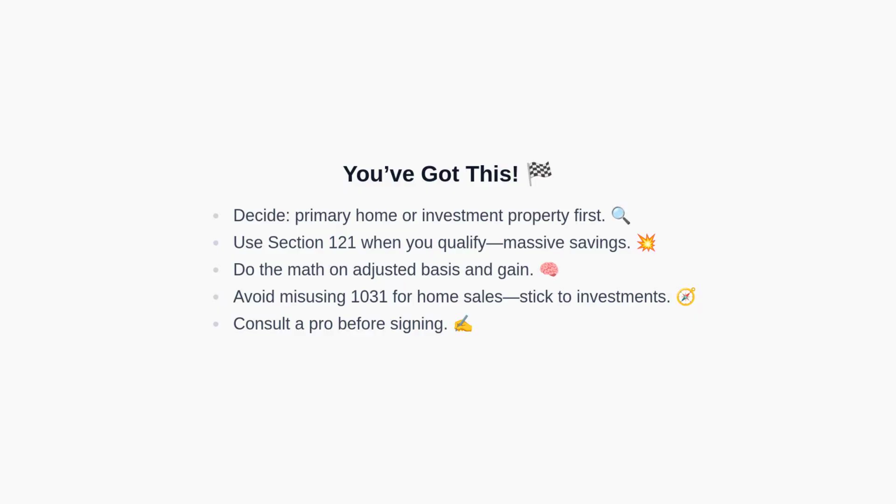To summarize, start by deciding whether your property is a primary residence or an investment. Apply Section 121 if you qualify. It can eliminate a large portion of your gain. Calculate adjusted basis and gain carefully. Avoid misusing the 1031 exchange for primary home sales. It belongs to investment property strategy. Finally, consult a professional before you sign closing papers.